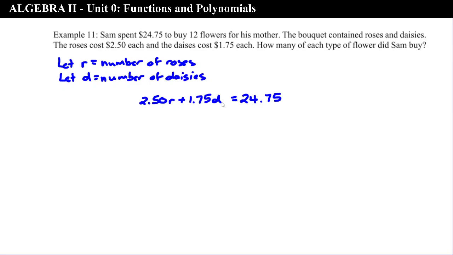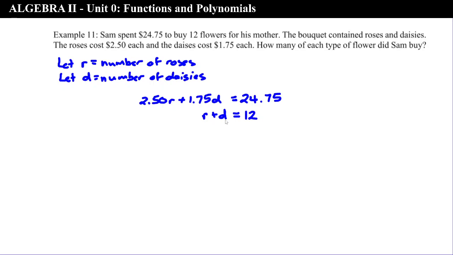That's our first equation. Our second equation is even easier to build because we know he bought 12 flowers in total. And so however many roses plus however many daisies he bought together make 12. So r plus d equals 12.